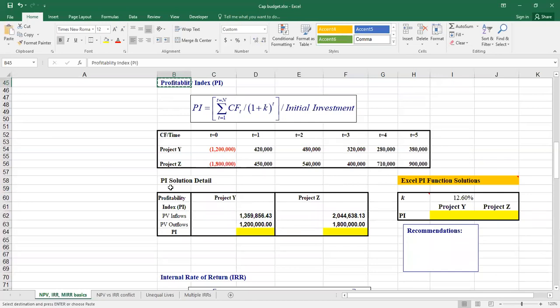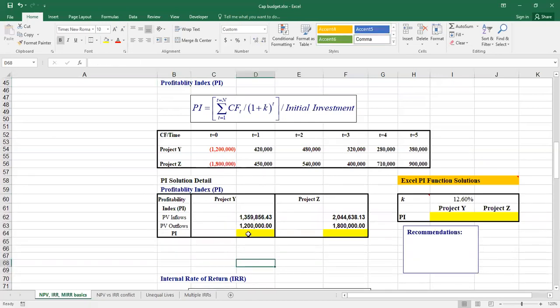Control C para lang makita natin. Okay? And it's equal to simply the rate of your inflows over the outflows. So the decision rule is, for this to be acceptable, dapat greater than 1. Okay. Simple lang, kasi dapat yung inflows natin mas malaki sa positive sa present value ng outflows. Okay, so let's divide this.